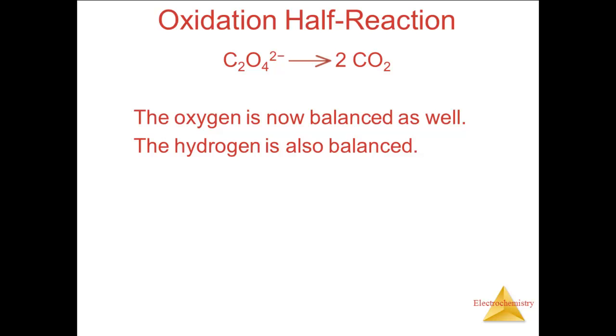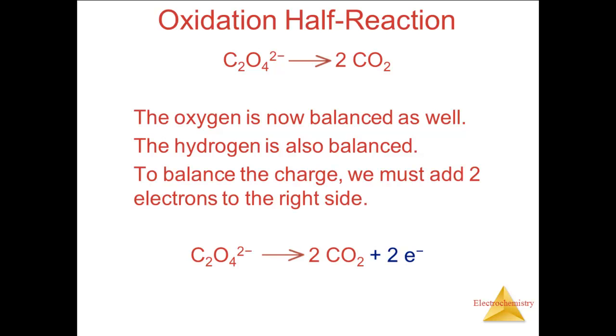This brings us to balancing the charge. One side has a charge of -2 and the other a charge of 0. We add enough electrons, 2, to the side with the higher charge, 0, to bring its charge down to -2.